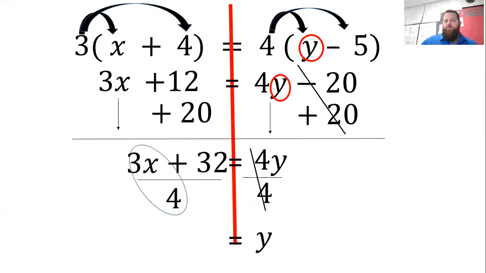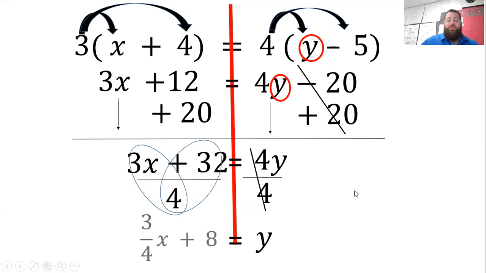Well, what is 3 divided by 4? Does it give me a whole number? If it doesn't, leave it as a fraction. Then I have to divide 32 by 4. Does it give me a whole number? If it does, write it. If not, leave it as a fraction.